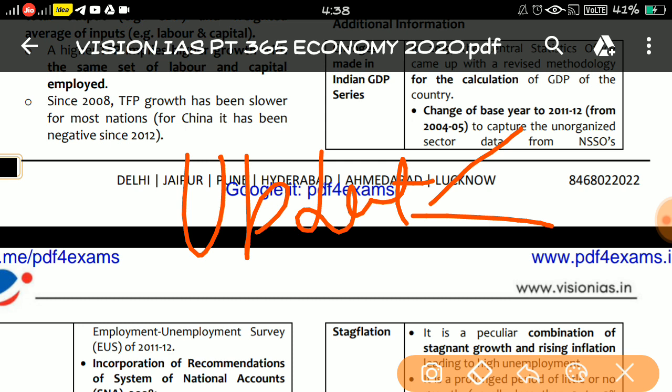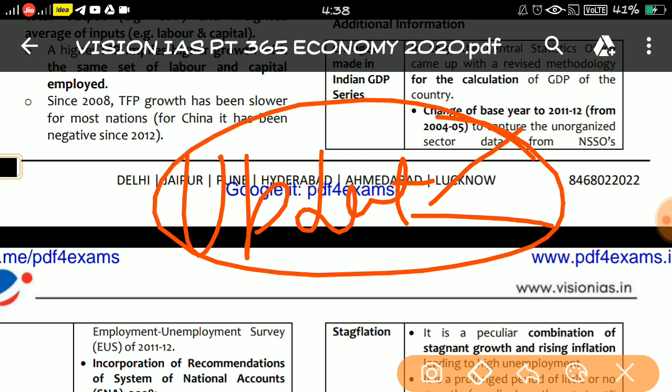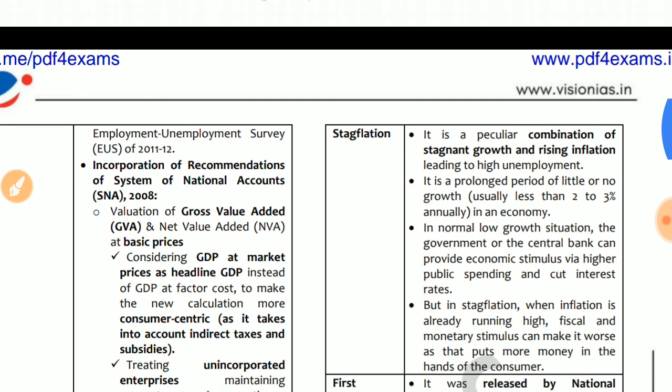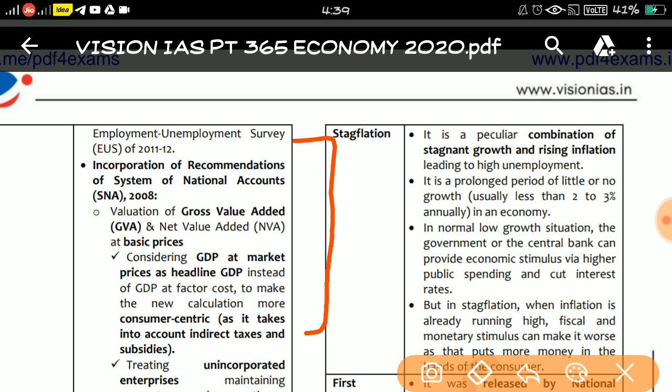And apart from the update, there are some other things. For example, SNA, System of National Accounts. Here you can see incorporation of the recommendations of the System of National Accounts. These recommendations were added in this new terminology. So here you can see gross value added and net value added evaluated at basic price. This is the first recommendation that has been accepted.